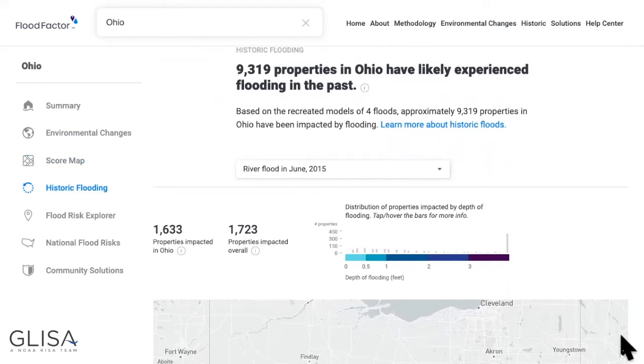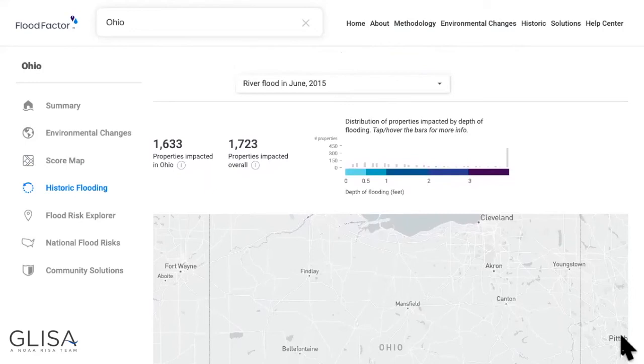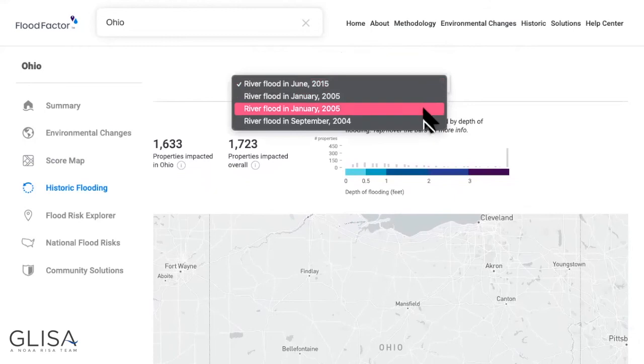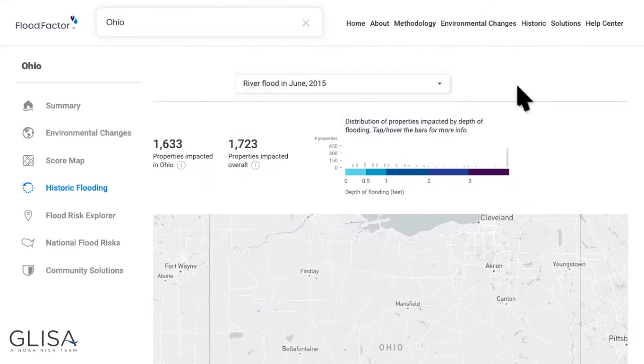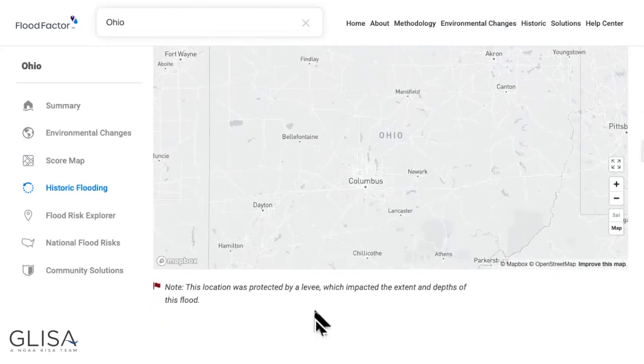Flood Factor has modeled multiple historical flooding events. With a map and a color bar showing flooding depths, the tool shows how many properties were impacted by the chosen event. Different events can be chosen using this drop-down menu. The tool will also tell you whether there is any kind of infrastructure or flood mitigation strategies in place that impacted the effects of the event.